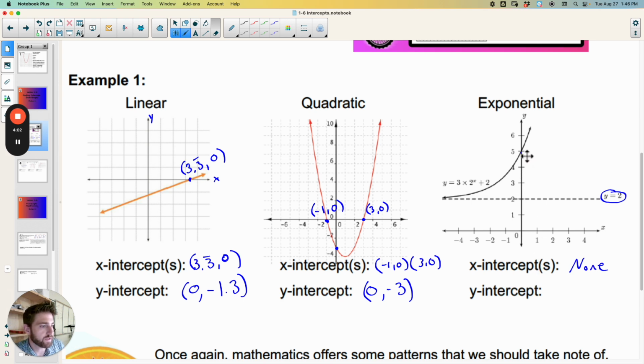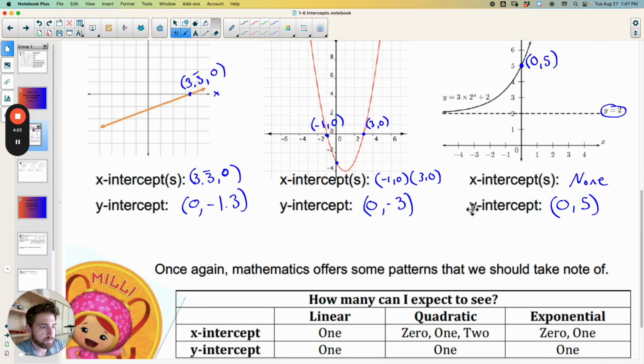And then you can look on the y-axis here and see that this graph crosses the y-axis when y is equal to 5 and x is 0. So this will be 0, 5 for your y-intercept. And you can label it up here too if you'd like. So it's 0, 5.